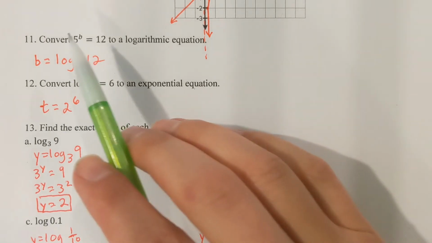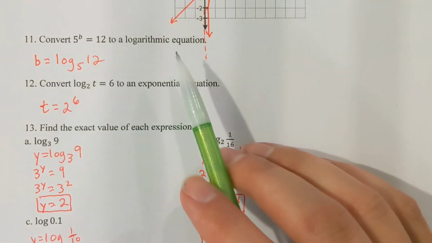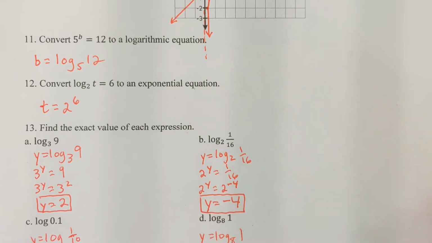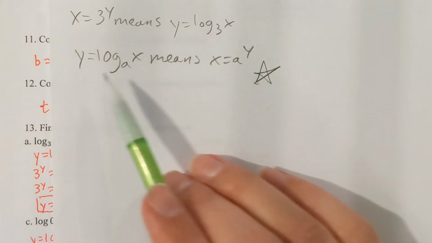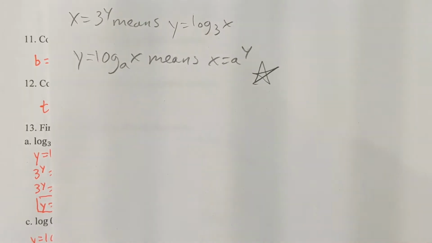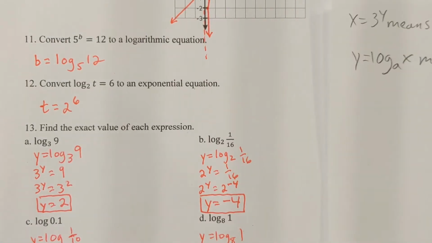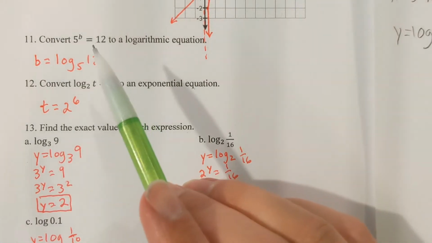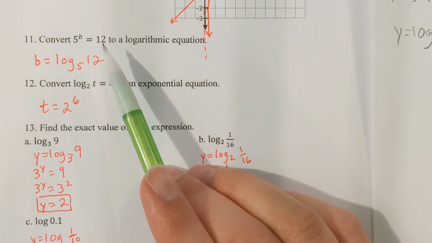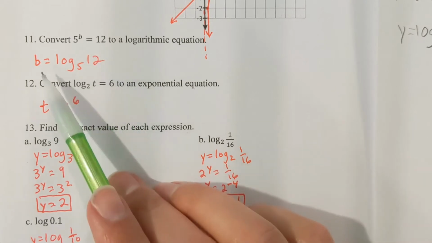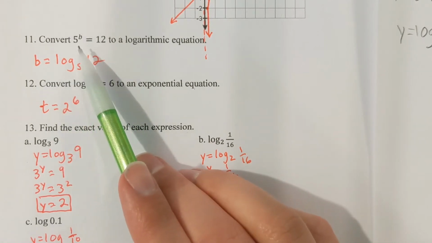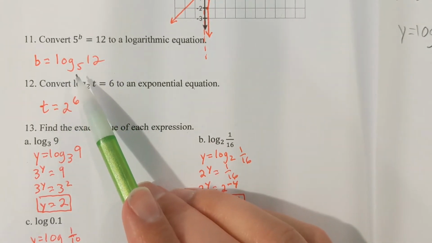We're going to convert this equation, which is in exponential form, to logarithmic form. So right now we're in the form x equal a to the y. We need to rewrite this in the form y equal log base a of x. So it looks like x is 12. That's going to be the input in the logarithm. B is the power of 5, so that'd be my y value. 5 is the base, so it's going to be the base of the logarithm.